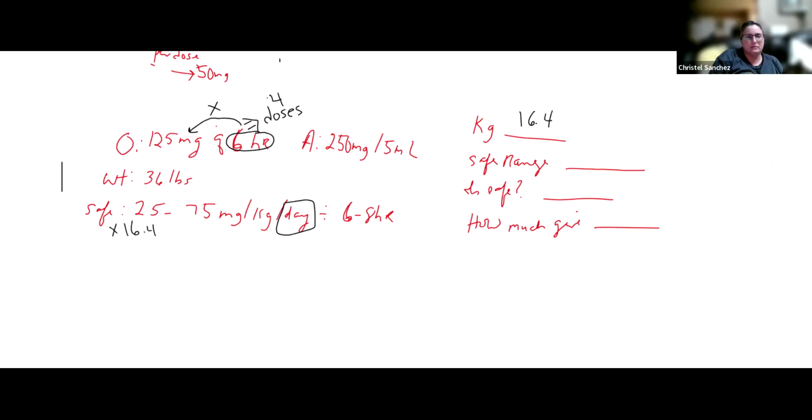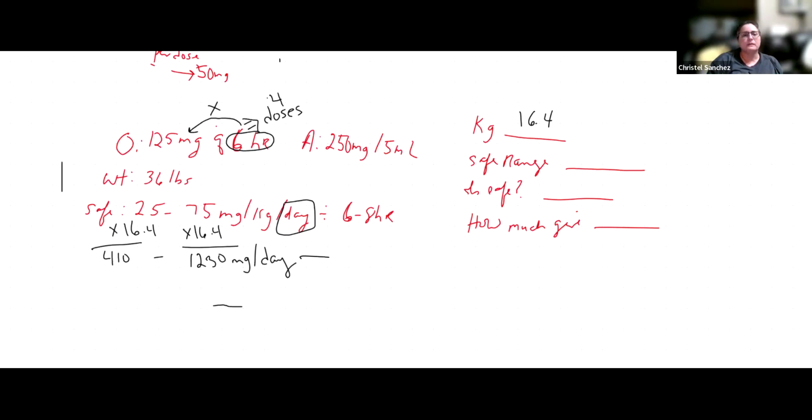Times 16.4. All right. So we're going to have times 25, so we got 410. And we had times 75, all right, 1230. So we have 410 milligrams to 1230 milligrams per day. Okay, so this right here is our safe range.